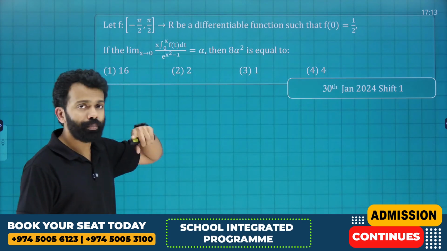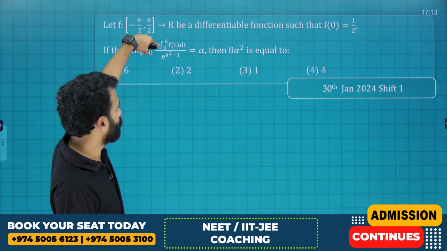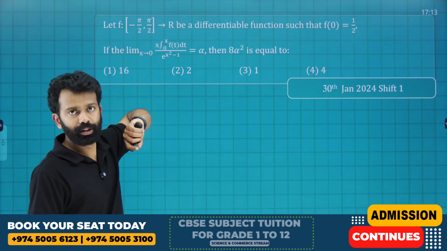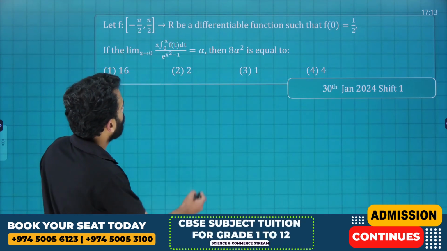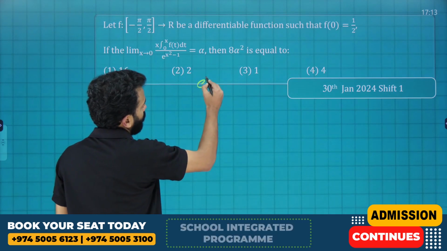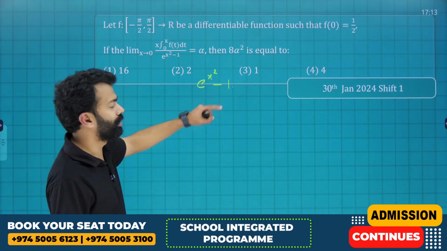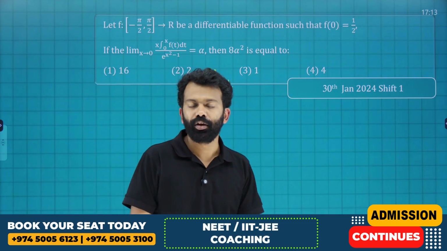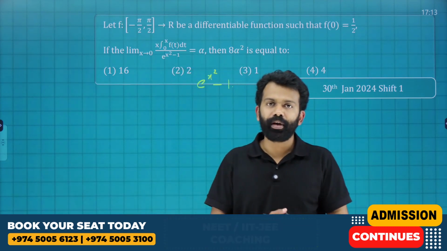Okay, see, let's apply limit first. If you apply limit x tends to 0 in the numerator, it will be 0 into integral 0 to 0. The upper limit will be 0. Therefore, both of them will be 0. So, the product will be 0 divided by e raised to 0 square, e raised to x square minus 1. Therefore, it will be 1 minus 1, that is 0. Therefore, the limit is in which form? Indeterminate form.